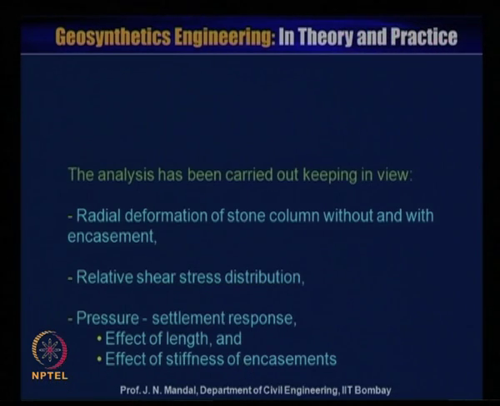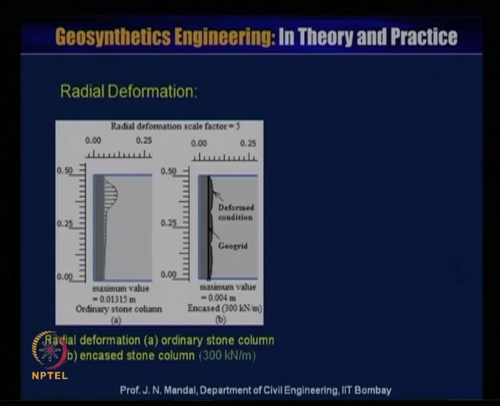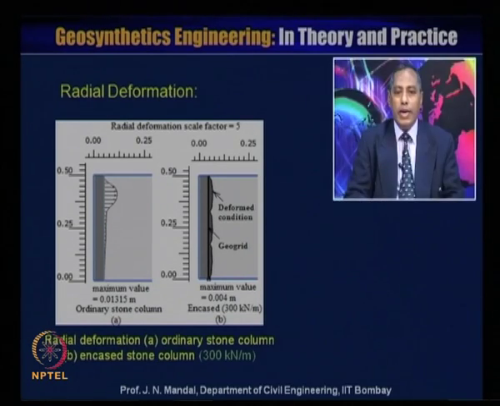Now, this analysis has been carried out keeping in view the radial deformation of the stone column without and with encasement, the relative shear stress distribution, and the pressure and settlement response, that means in terms of the effect of length and the effect of stiffness of the encasement. Now we find what the radial deformation will be, first for an ordinary stone column, and then for the encased stone column under 300 kilonewton per meter.